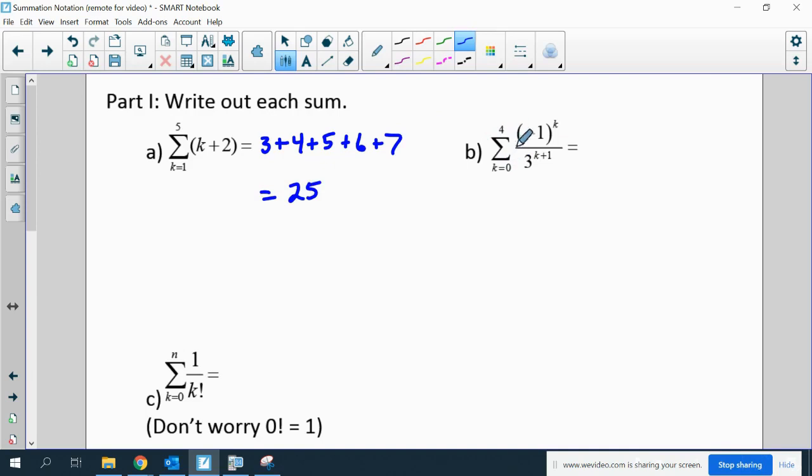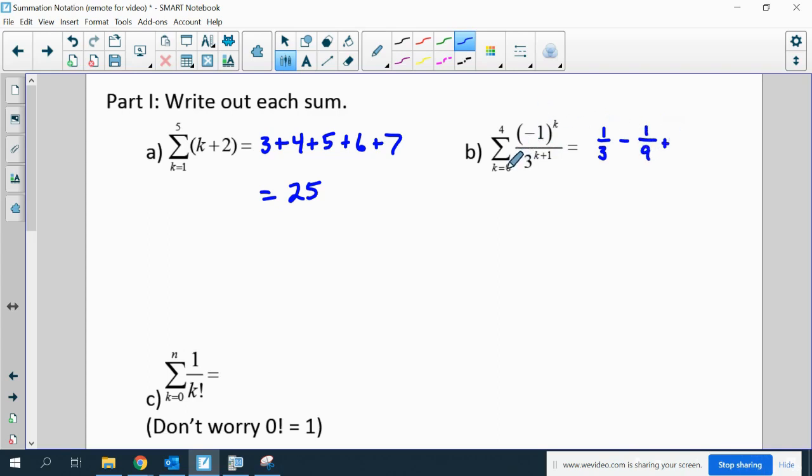The sum from 0 to 4, negative 1 to the k over 3 to the k plus 1. So now I'm going to plug in 0 for k. Negative 1 to the 0 is 1. And 3 to the 0 plus 1 is 3. So 1/3. Now when I plug in 1, I get negative 1 in the numerator. And then I have 3 squared in the bottom. So it's minus 1/9.